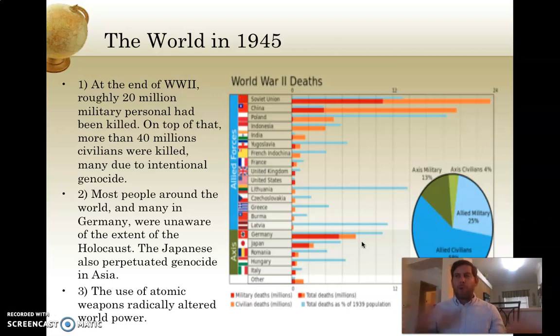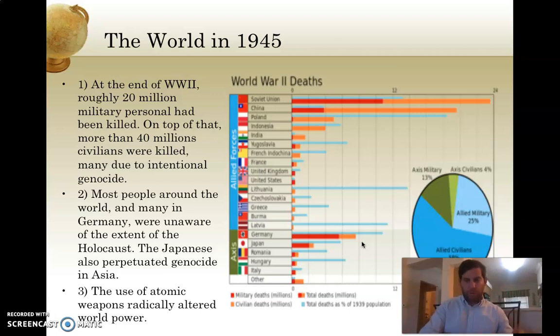And this has a really dramatic effect on how people view fascism, how they view dictatorship, how they view othering. People begin to worry, how have we let this happen? How has such systematic and prejudiced, not just oppression, but death, destruction, and genocide been allowed to happen? At the end of the Second World War, there's roughly 20 million military personnel that are killed. You can see a graph here of who really lost the most. It's the Soviet Union, once again.